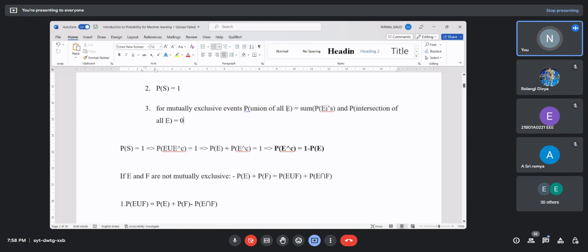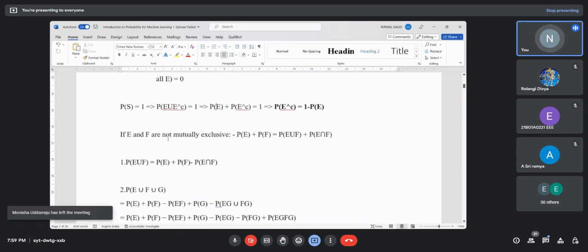That means the probability of the union of all E's, that is E1 union E2 union E3 union E4, is equal to the sum of the probabilities P(E1) and so on. What is the consideration here? The probability of the intersection of all the E's is 0. That is mutually exclusive events.